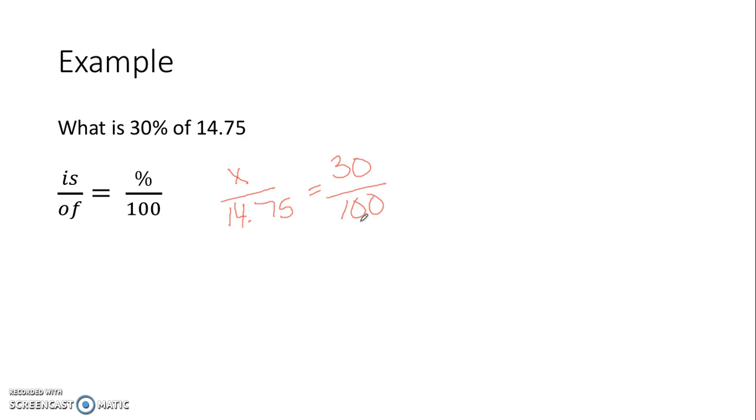Another way to think about it is we don't know what 30% of a number is. So x over 1475 is equal to 30 over 100, which is how you write 30% as a fraction. From this point on, we know exactly what to do because we are becoming pros at solving these proportions. We're going to cross multiply. So we have 100 times x, 100x, is equal to 1475 times 30.